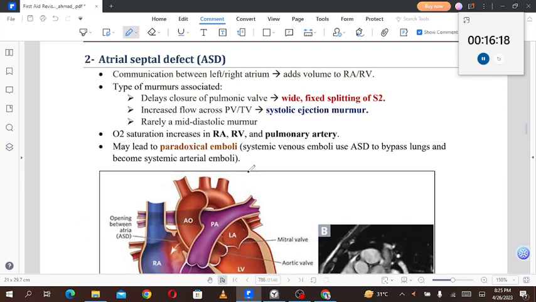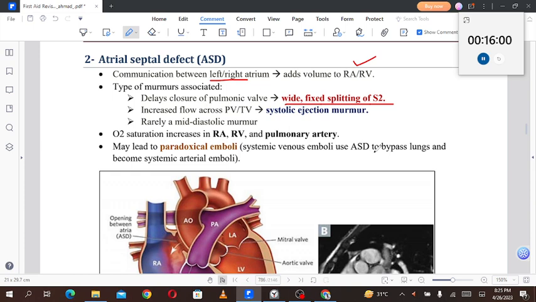Then we have atrial septal defect, ASD, communication between the left and right atrium, adding volume to the right atrium and right ventricle. Types of murmur which are associated with the ASD: delayed closure of the pulmonic valve, wide fixed splitting of S2. That is very important. What is the site and what is the origin of the murmur?